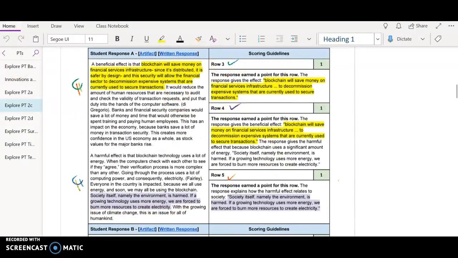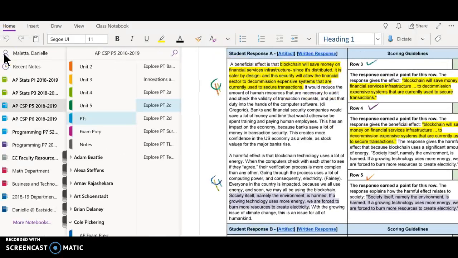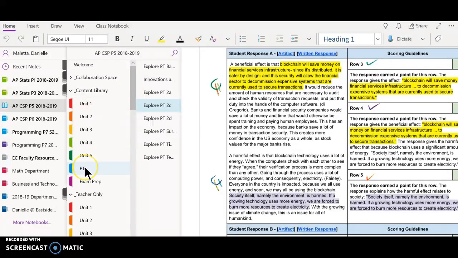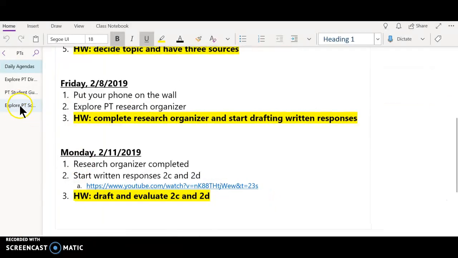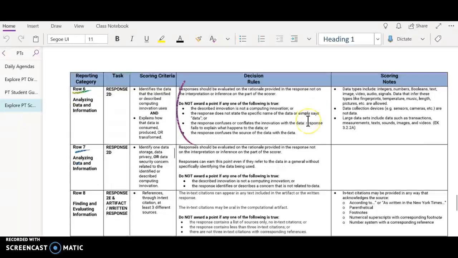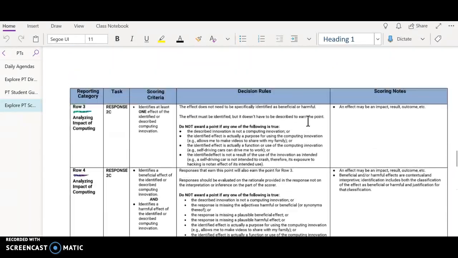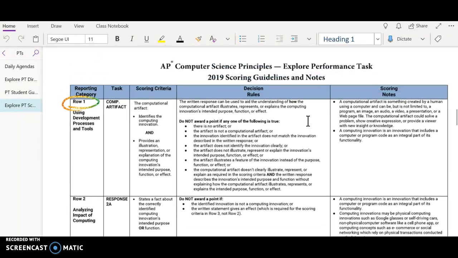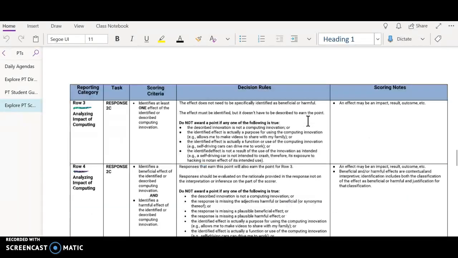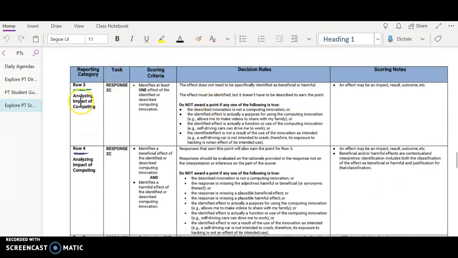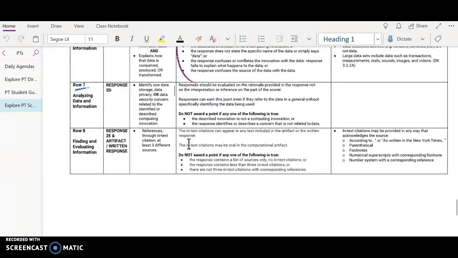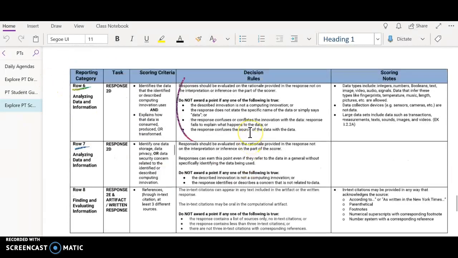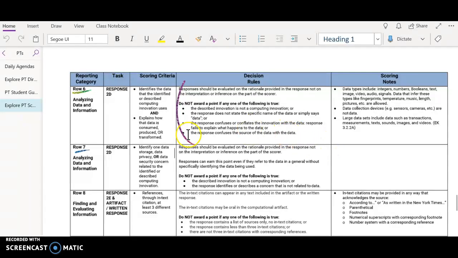I should probably then direct you to the rubric, which is in the content library. So if we go to the content library, the scoring guidelines. So here's the different rows. So response 2C and 2D are many rows of the grading here. It's a lot of the grade. So you can see it's rows 3, 4, 5, 6, and 7 out of 8. So definitely a lot of bang for your buck with just these two written responses.